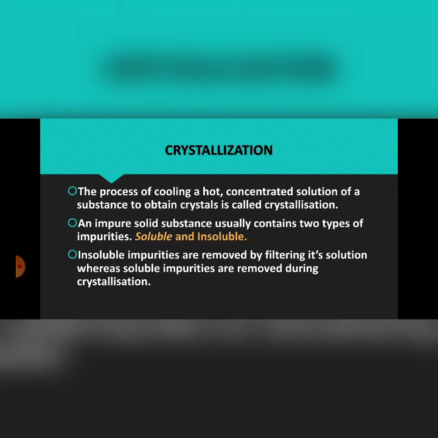The solid particles having flat surfaces, straight edges and regular shapes are called crystals. The process of crystallization is used to obtain large crystals of a pure solid substance from an impure solid substance. An impure solid substance usually contains two types of impurities: insoluble impurities and soluble impurities. The insoluble impurities are removed by filtering its solution, whereas soluble impurities get removed during crystallization.